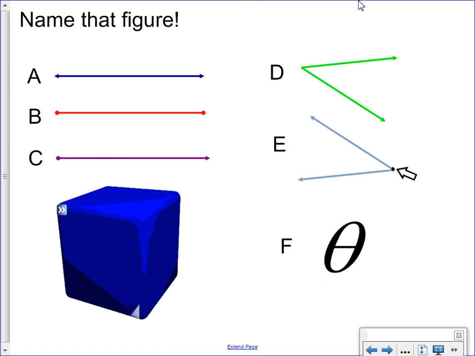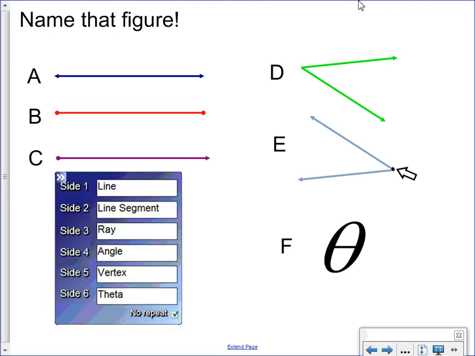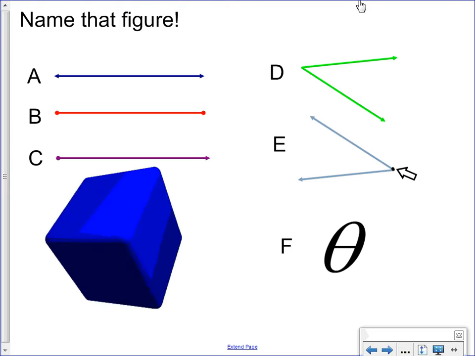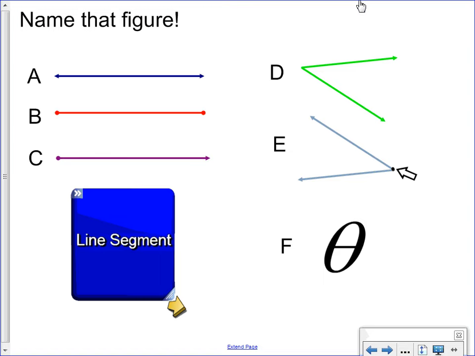Okay, let's play Name That Figure. Here we go. Rolling the dice. Which one is a line segment? Is it A, B, C, D, E, F? Do we yell it out? It's all together. B. The segment.